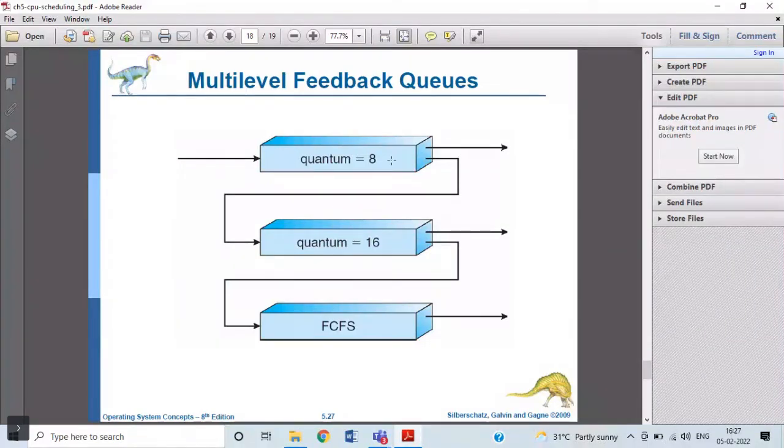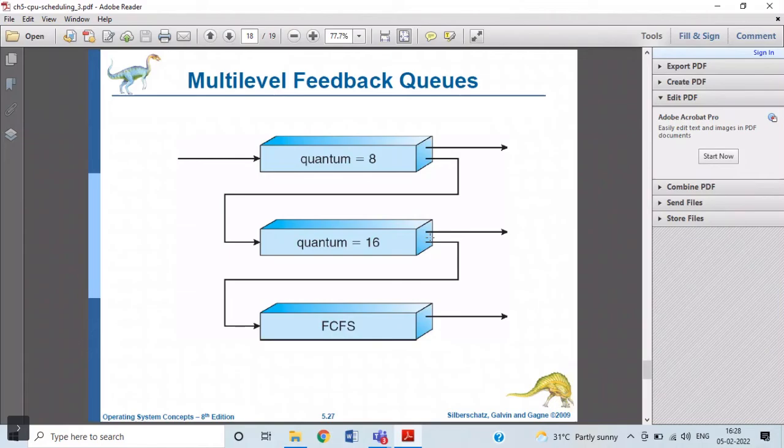Since it is not completed, its priority moves to the second, lower queue. Here the quantum time is equal to 16. It has already been executed for 8 seconds, and the second time it executes for 16 seconds. So the process has completed 24 seconds of its execution time. The remaining time for the process is 32 minus 24, which is 8 seconds.